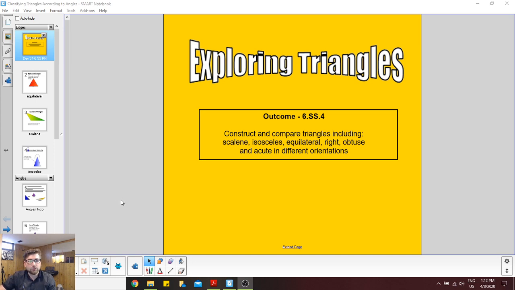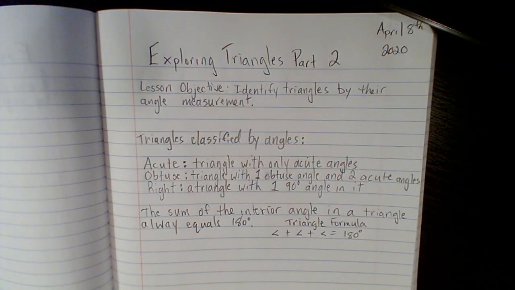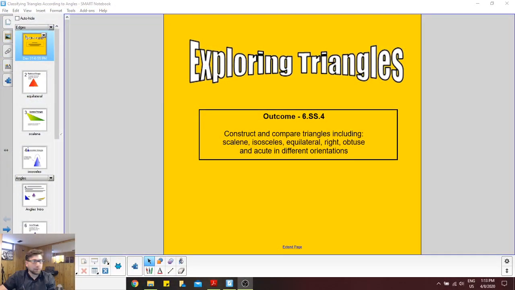So, you can start by taking notes, and you will put at the top of your note page, title it Exploring Triangles Part 2. And then the lesson objective: identify triangles by their angle measurement. All right, here we go.